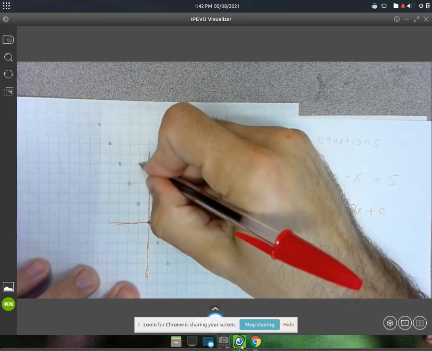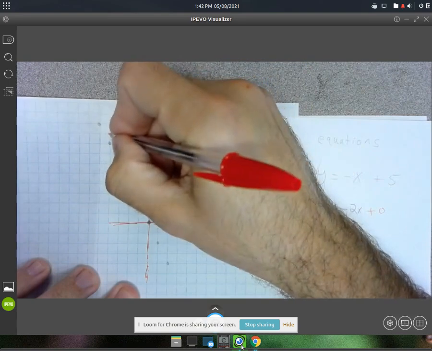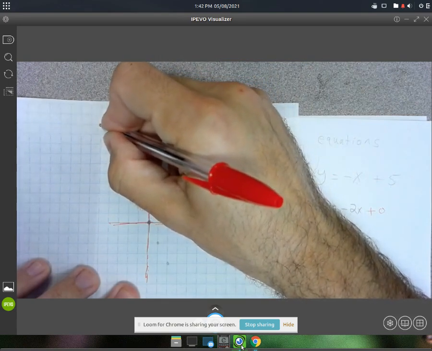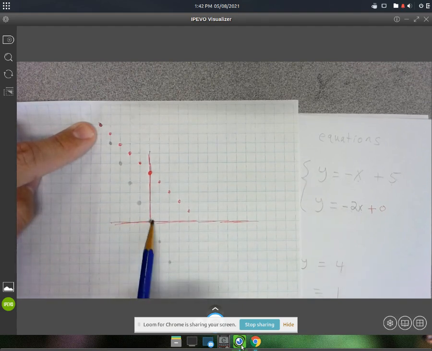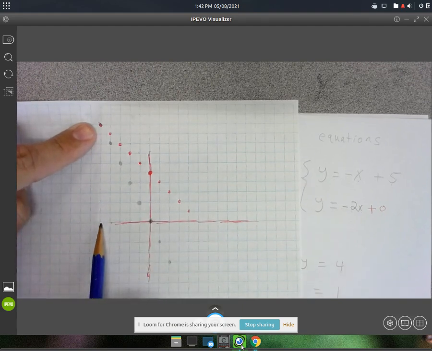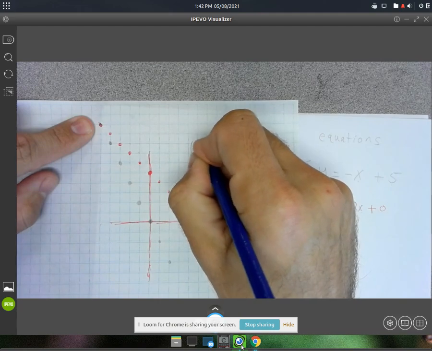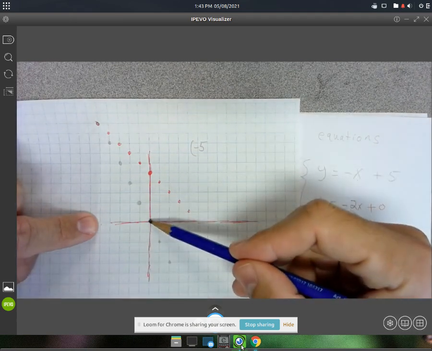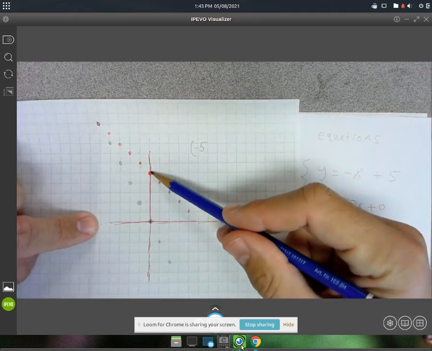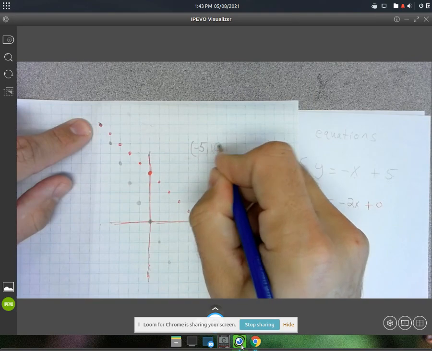And then for the red one, I have to draw some more points. Up 1 over 1, up 1 over 1, up 1 over 1, and up 1 over 1. That spot right there is where they intersect. Then what I need is the coordinates for that point. It's 1, 2, 3, 4, 5 units to the left, so that's a negative 5 for my x. And then counting up: 1, 2, 3, 4, 5, 6, 7, 8, 9, 10 units high. So it's (-5, 10).